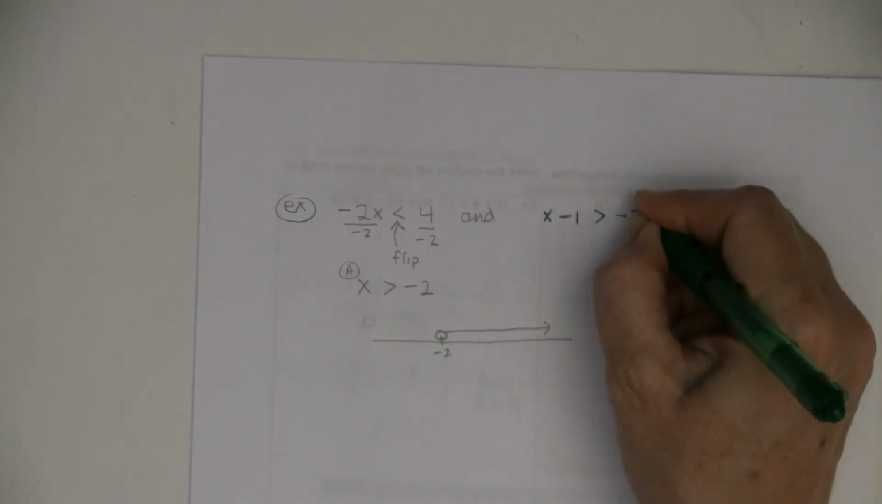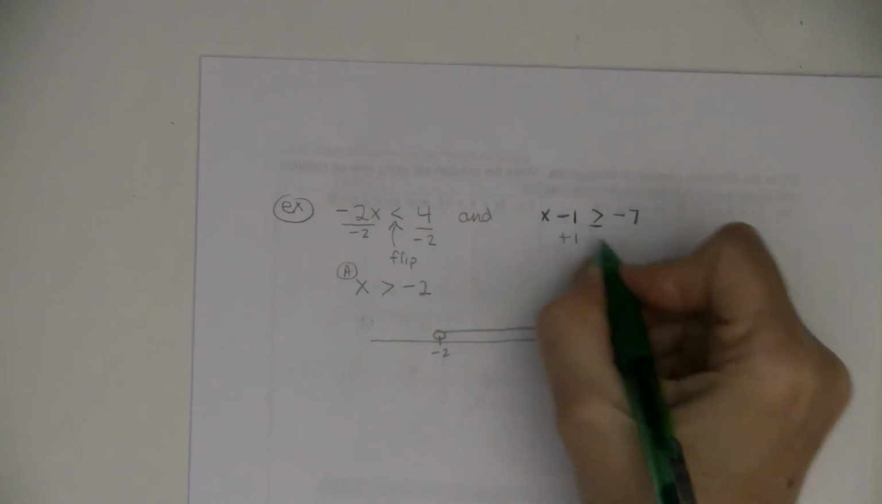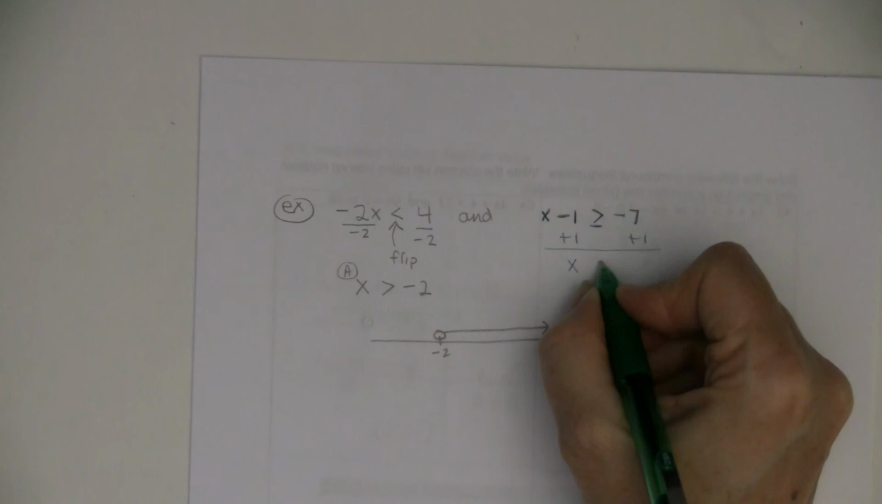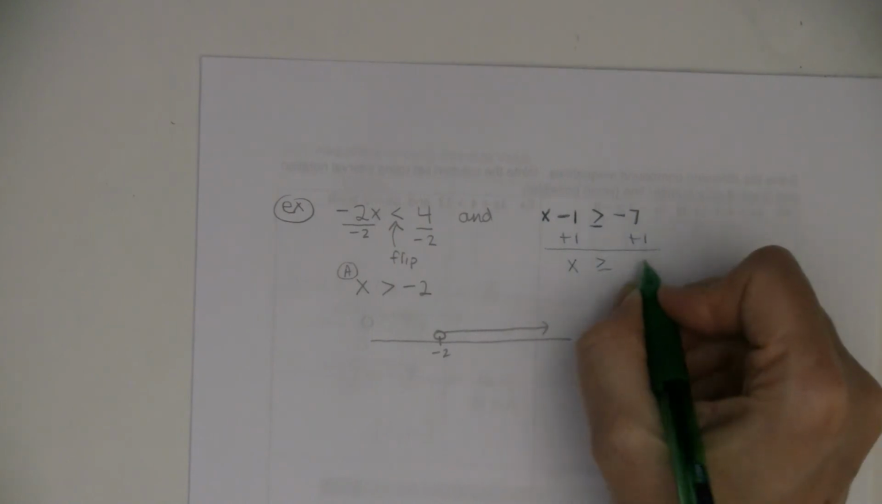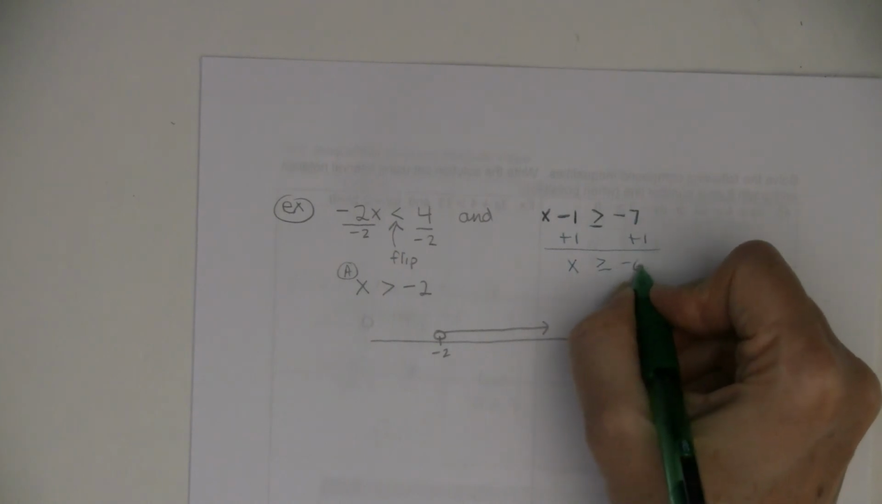I think I'm going to make this or equal to, just so that we can have some practice with or equal to while we're here too. So we're going to add 1, as I was making it up myself, to both sides. And I'm going to get x is greater than or equal to -6.